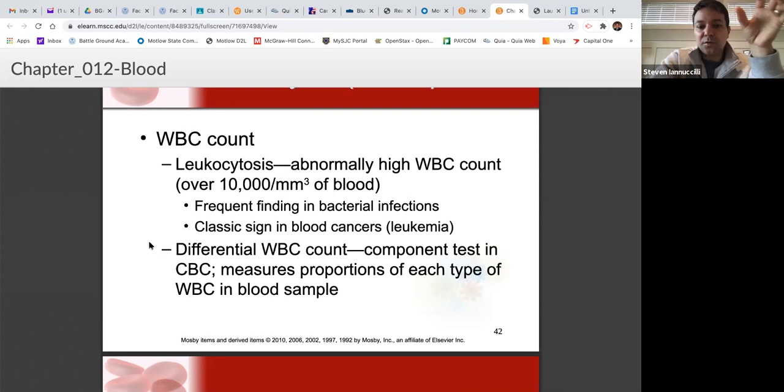You typically don't have these cells floating around in your bloodstream, and you can see that by the number of white blood cells compared to the number of red blood cells, right? You have 6 million red blood cells compared to 5,000 white blood cells in a normal blood sample. The reason for that is you don't need them there.